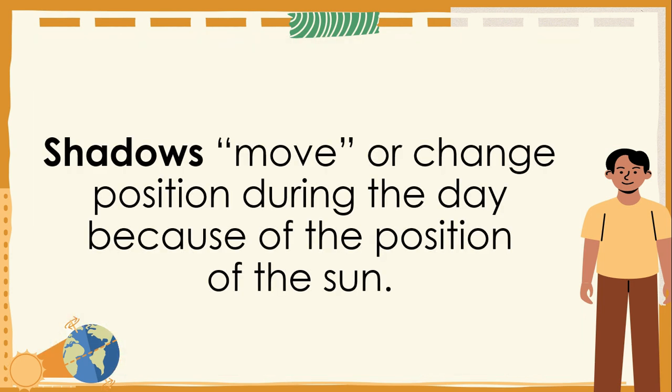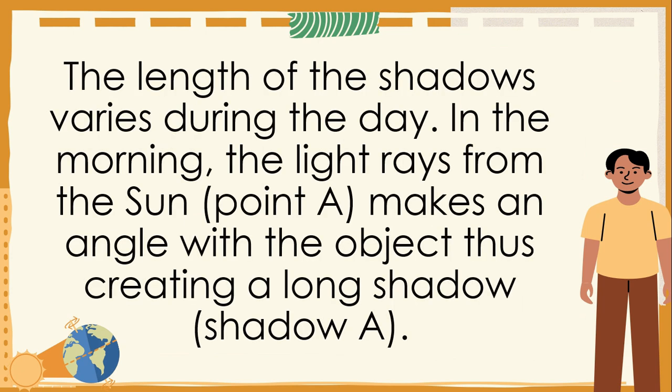Shadows move or change position during the day because of the position of the sun. The length of the shadows varies during the day. In the morning, the light rays from the sun, point A, makes an angle with the object, thus creating a long shadow, shadow A.